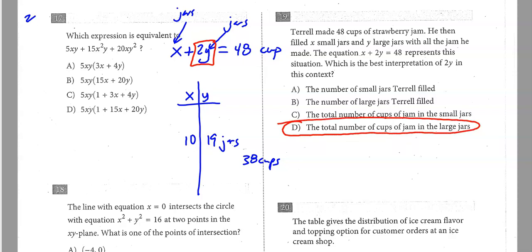So the correct answer here is D. I don't really like that question. I could see a lot of people picking B, but it said Y represented the number of large jars, so 2Y wouldn't be that. It would be the number of cups of jam. Dumb question in my opinion.